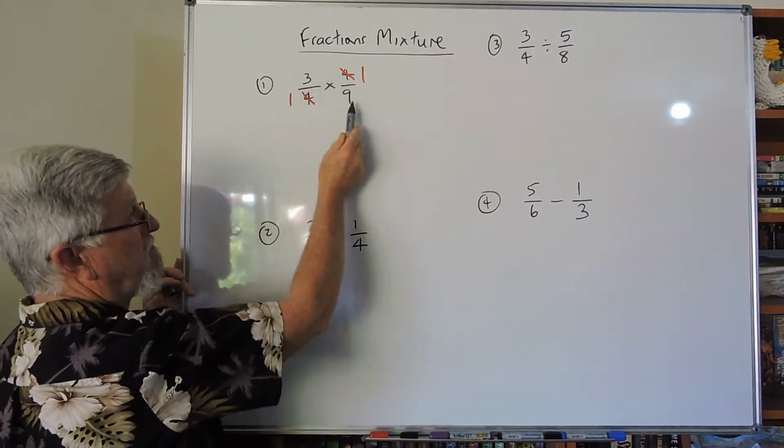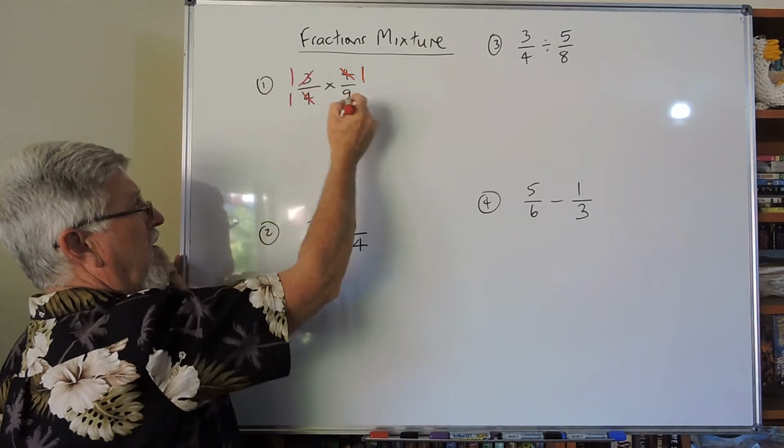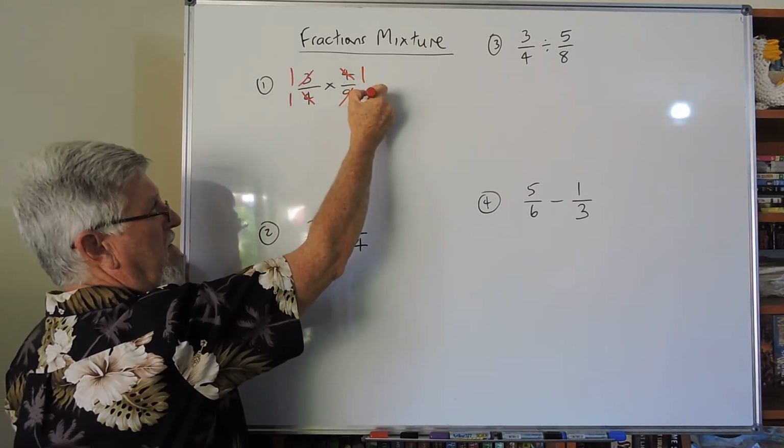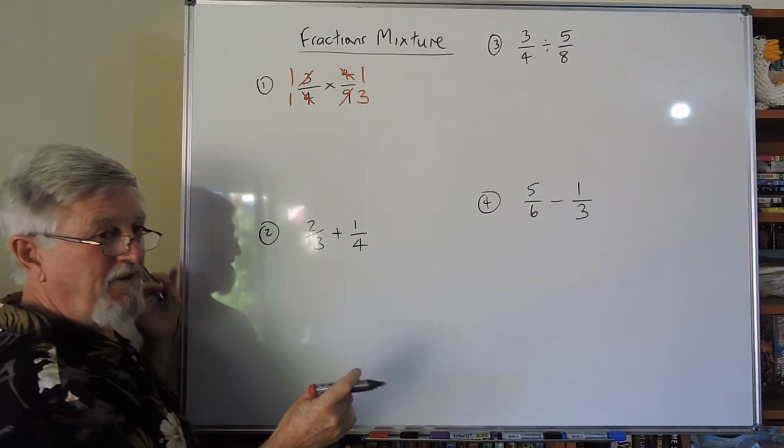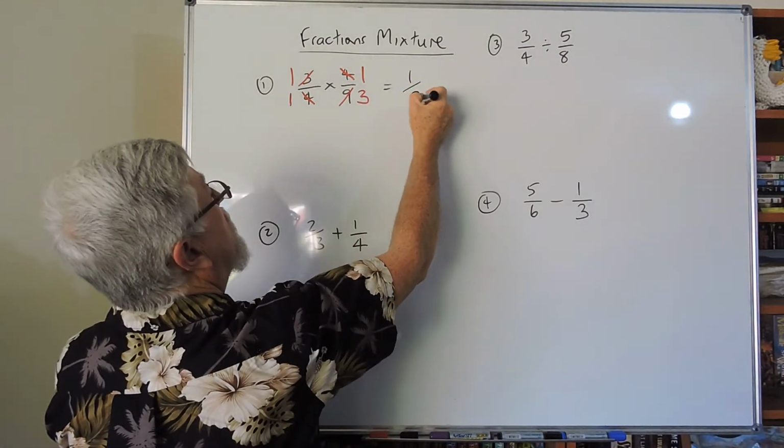And now we've got our 3 times tables. So if I divide this one by 3, I get 1. I divide this one by 3, I get 3. And the answer when you multiply the tops and multiply the bottoms is 1 on 3.